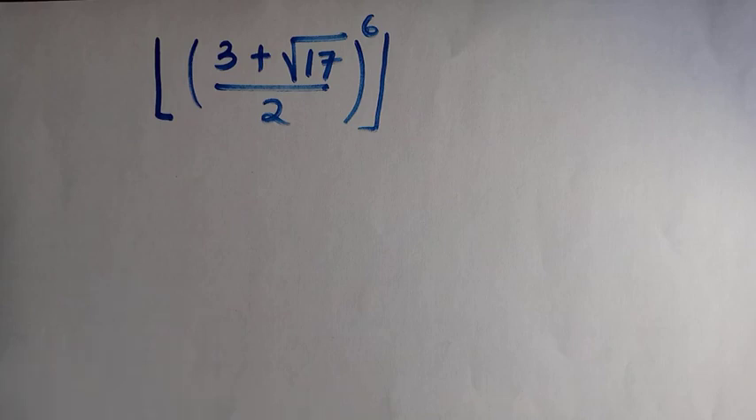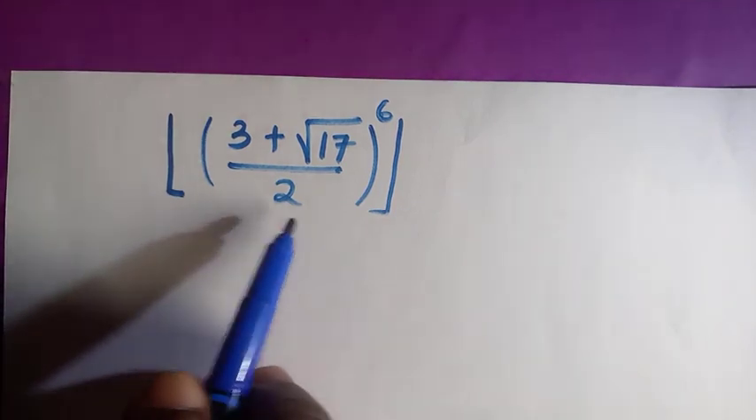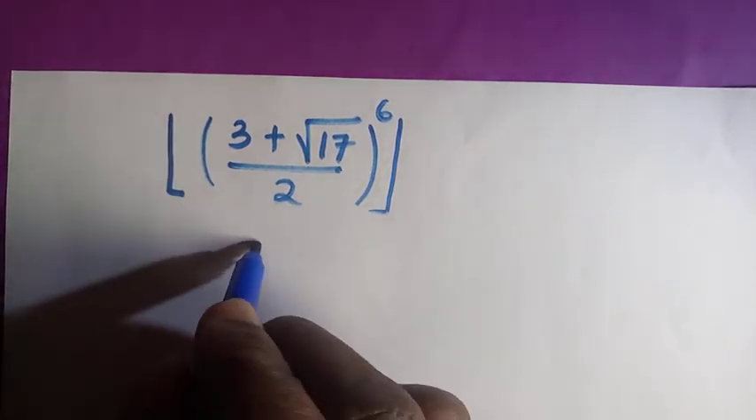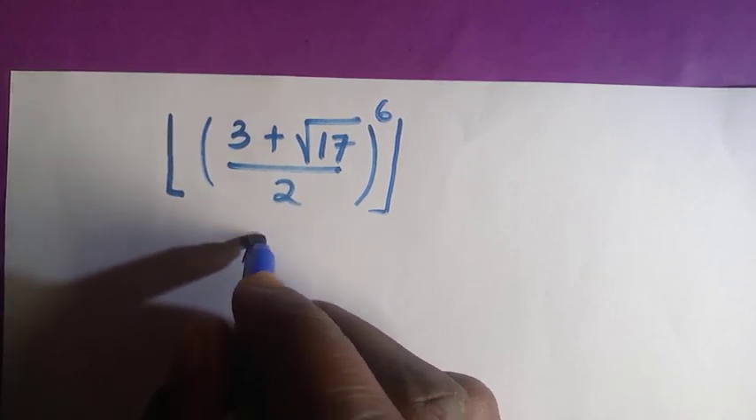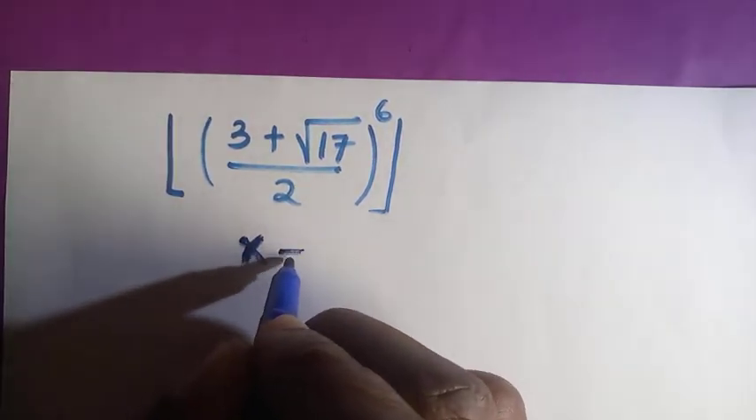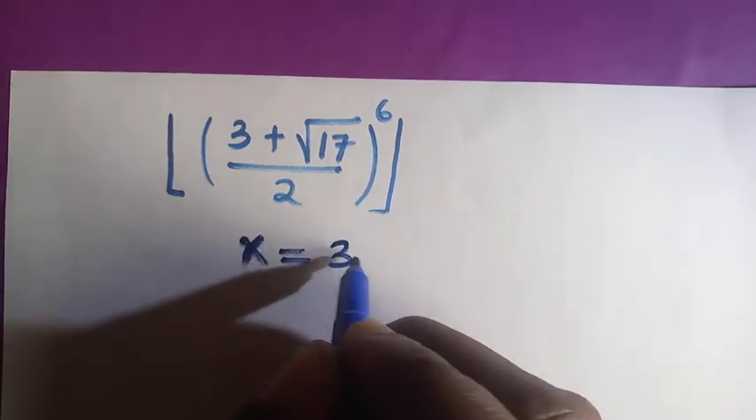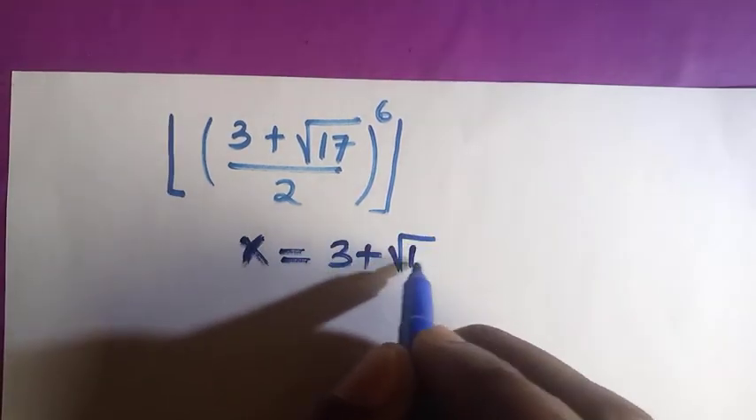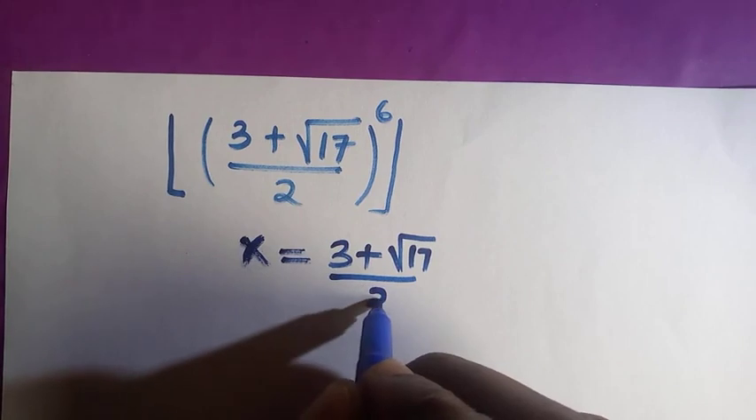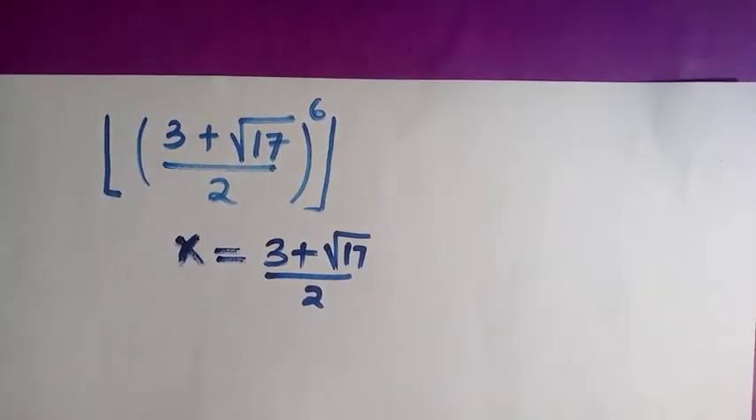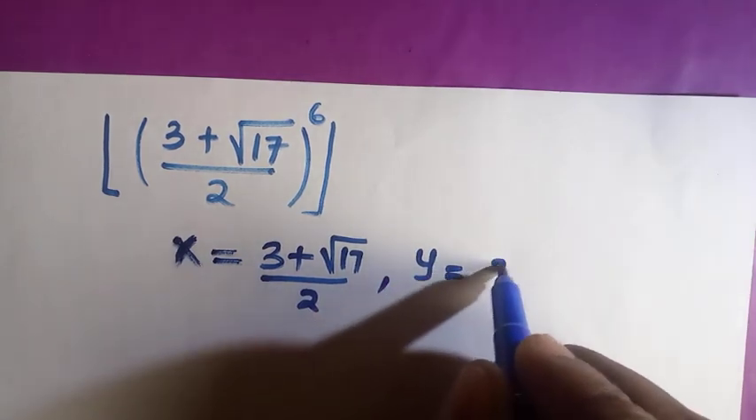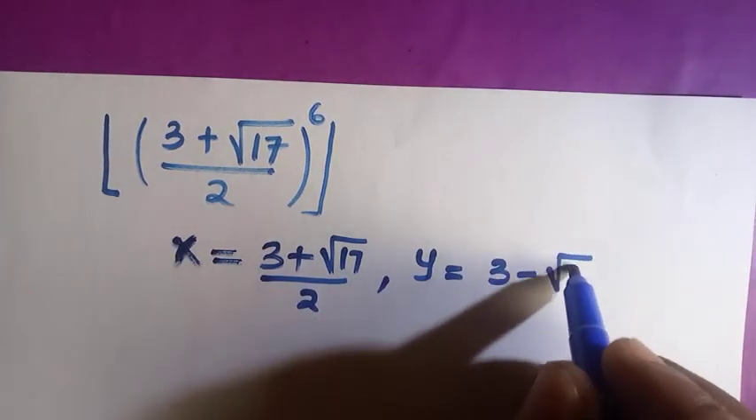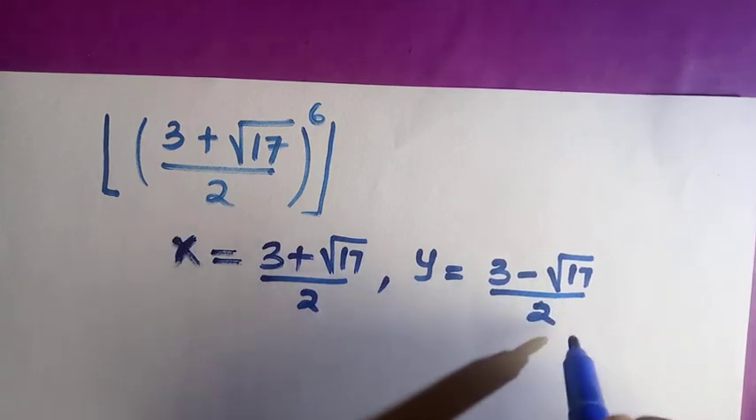In the 2013 Singapore Math Olympiad, let's see how to expand this. Remember, the bracket at the back is just like a floor function. So if I let x equal the entire expression, which is (3 plus root 17) divided by 2, and I let y be its opposite, which is (3 minus root 17) divided by 2.